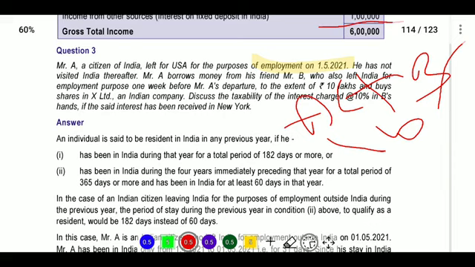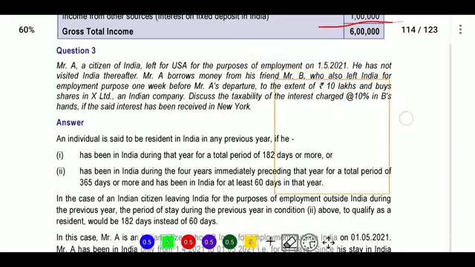Therefore, interest payable by Mr. A on money borrowed from Mr. B, if he is investing in shares of an Indian company, shall not be deemed to accrue or arise in India in the hands of Mr. B. Because he has not invested. If Mr. B had taken it and invested in New York, then it would be taxable in the hands of Mr. B. But here he is not the person investing, so that is not the case. Here A is the person, so we will see the residential status of both the persons and the income.